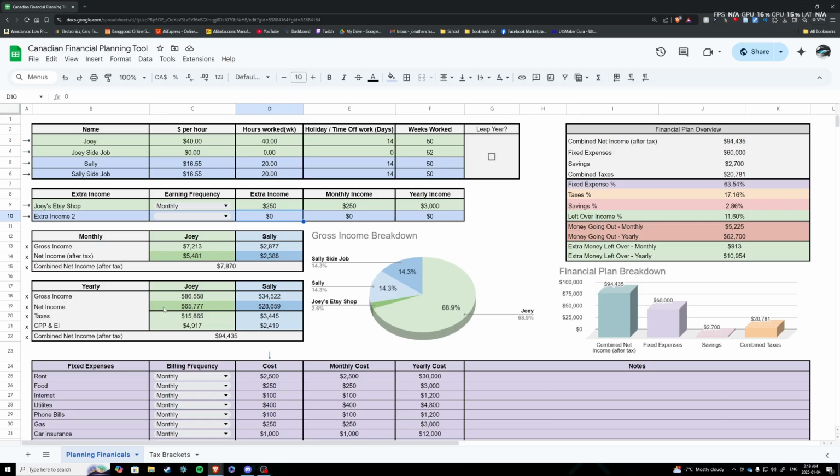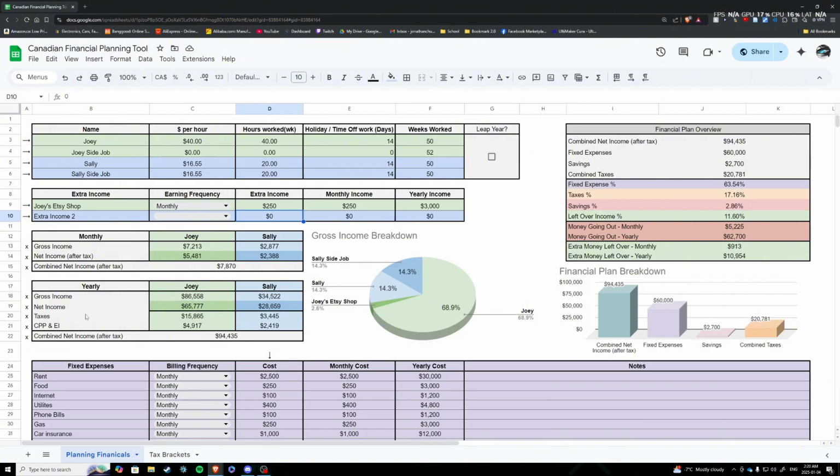So let's see. We have our gross income. So Joey's gross income is 68K, and Sally is 34K. So we have our 68 and our 34K. Joey's paying 16K in taxes and roughly 5,000 in CPP and employment insurance, EI.